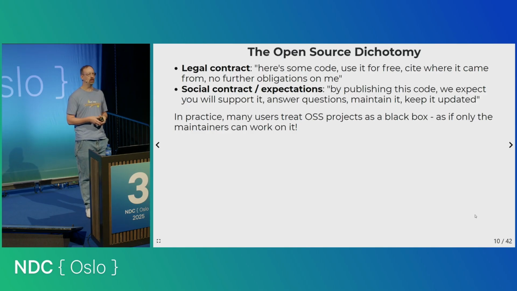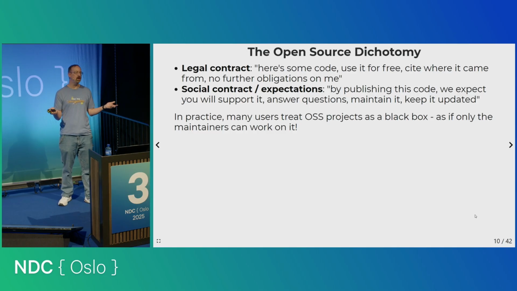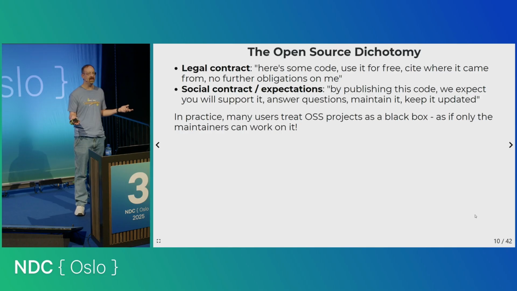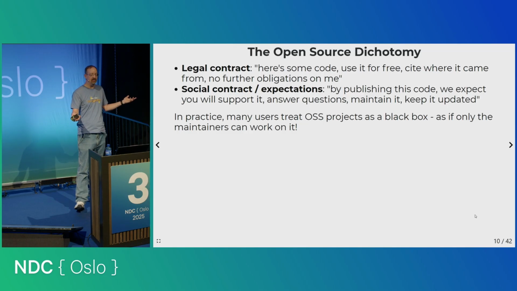When we think about open source, there's this kind of strange dichotomy between what the legal aspects of it are versus the community and practices that we've built around it. If you look at an open source license like MIT or Apache or GPL, it basically boils down to, here's some code, I've made it publicly available, anybody can use this if you want to, please cite where it came from, but there are no further obligations on me. If it breaks, that's your problem.